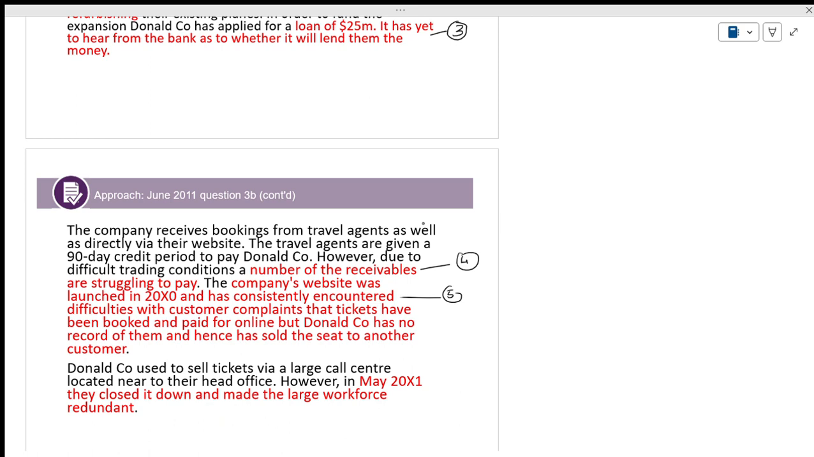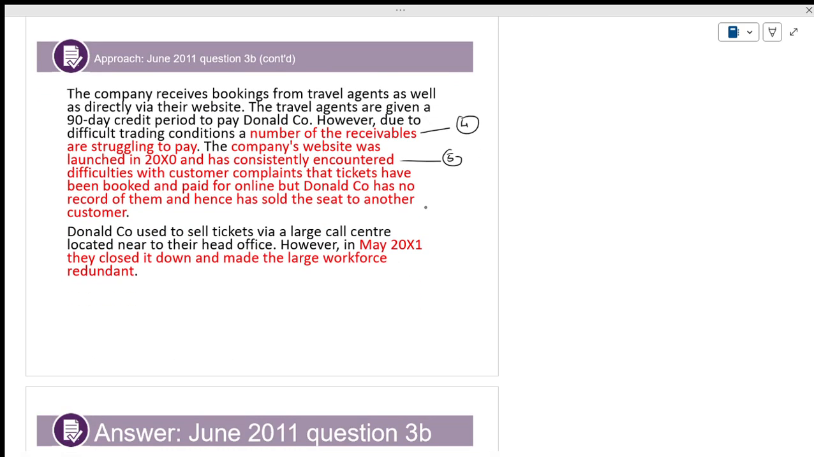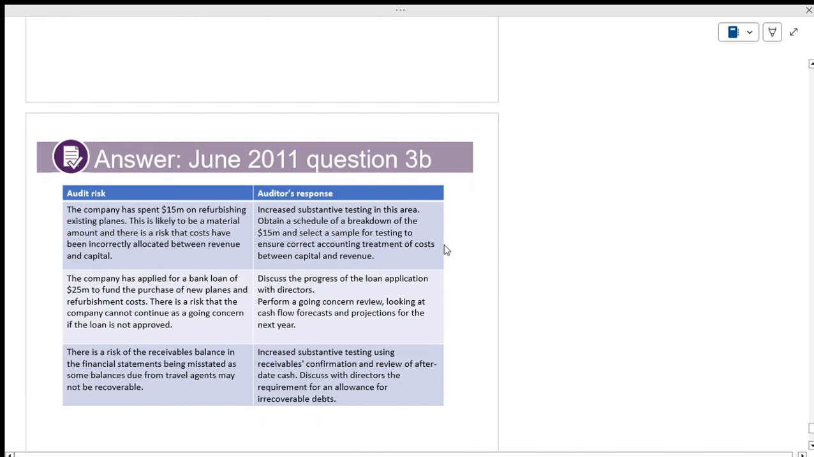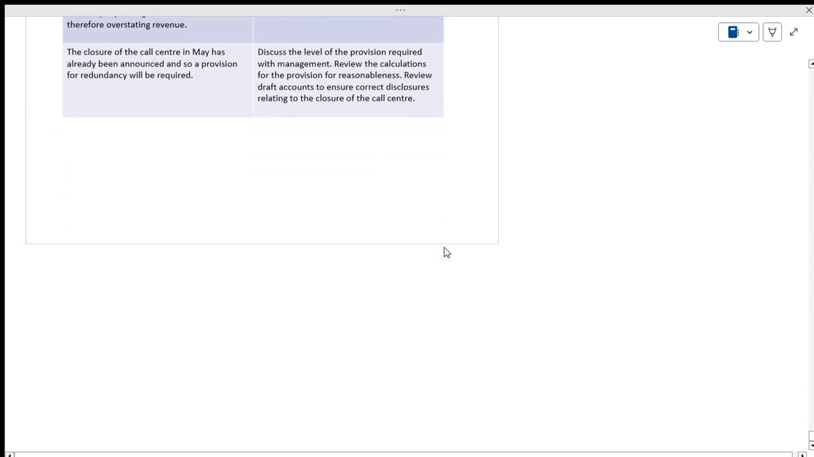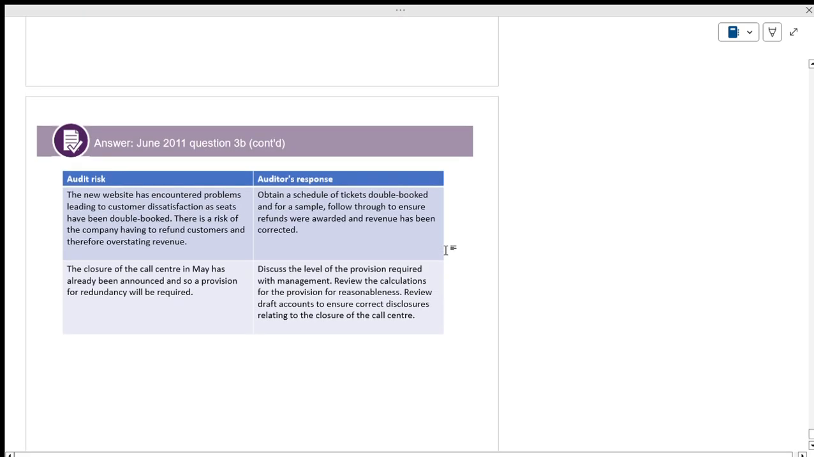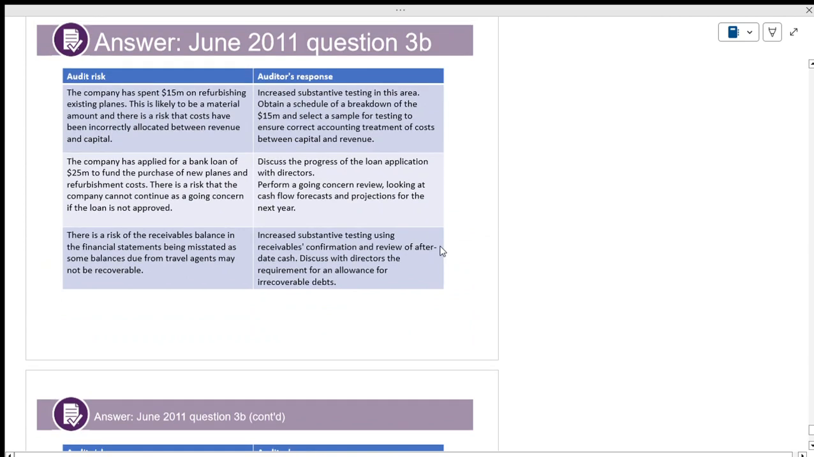Next, in May they have reduced it. There is a close down of the call centers. They have closed down, and now what are we doing? We will discuss this in the next class. 1, 2, 3, 4, 5. They made it very precisely 5 only.